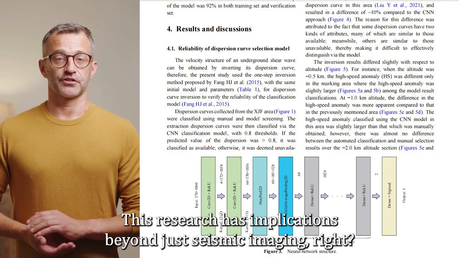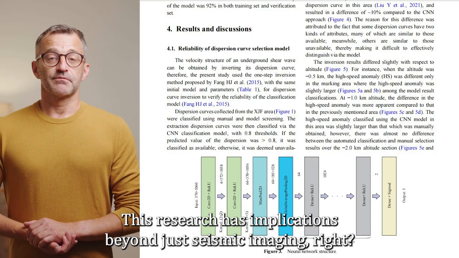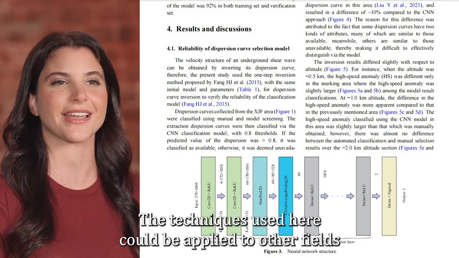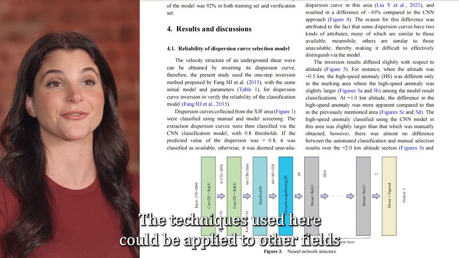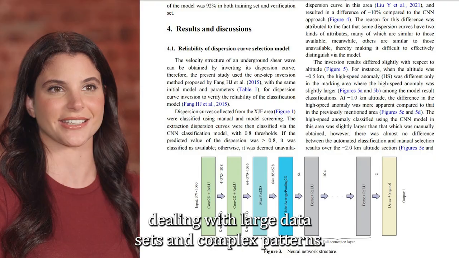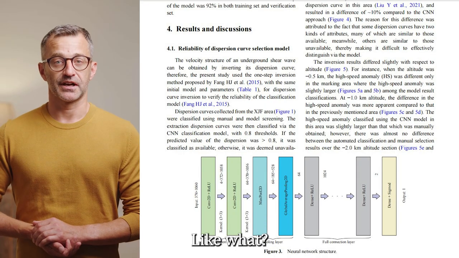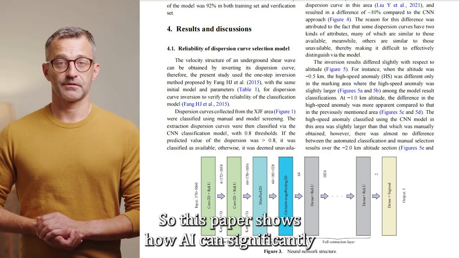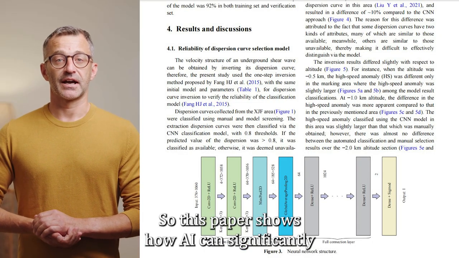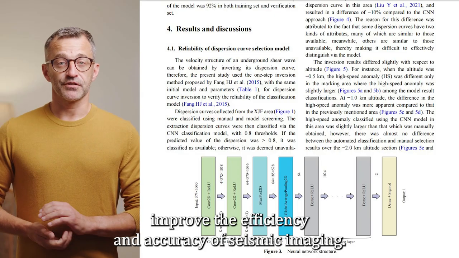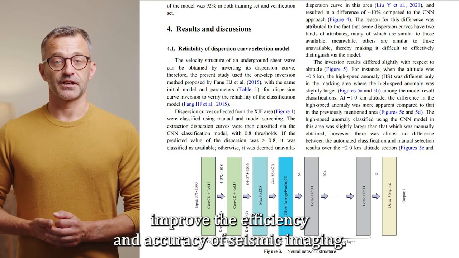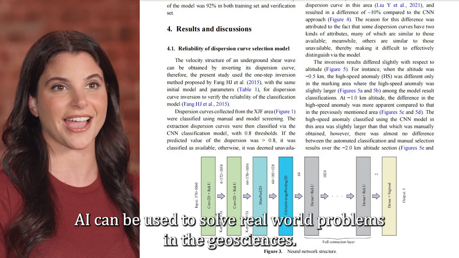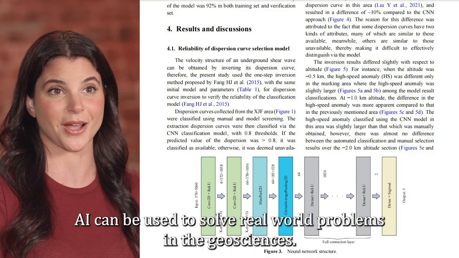Right? This research has implications beyond just seismic imaging, right? Absolutely. The techniques used here could be applied to other fields dealing with large datasets and complex patterns. Like what? Anything from medical imaging to environmental monitoring. So this paper shows how AI can significantly improve the efficiency and accuracy of seismic imaging. It's a great example of how AI can be used to solve real-world problems in the geosciences.